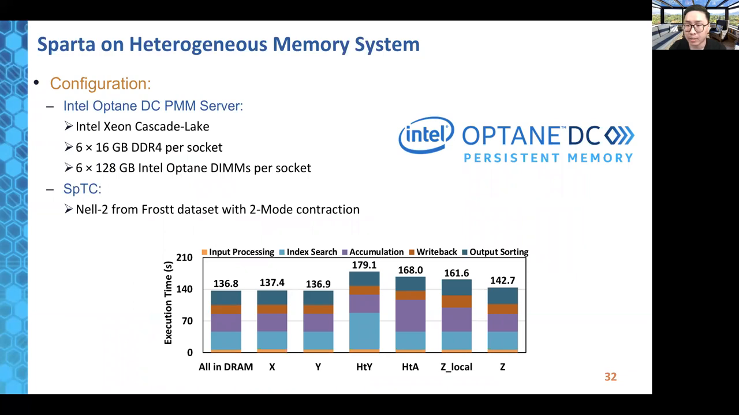To motivate our solution of data placement on heterogeneous memory, this figure shows the performance after placing a major data object in PIM while leaving others in the DRAM. The x-axis shows the data object placed in PIM, or in DRAM means all data objects are placed in DRAM. The y-axis refers to the total execution time.